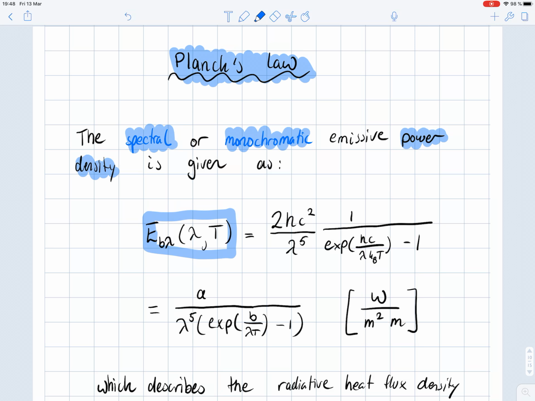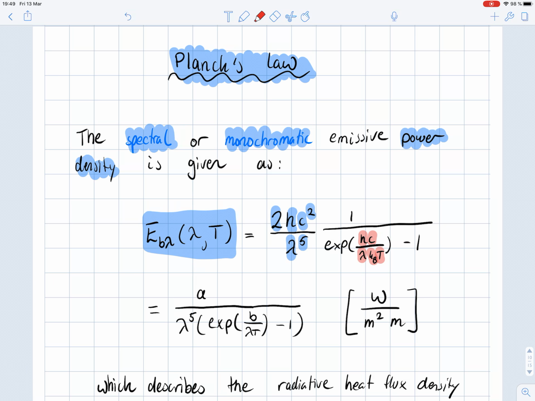This thing here, which is the spectral energy density, is equal to 2 times Planck's constant times the speed of light squared, divided by the wavelength to the power 5, times 1 divided by this exponential function minus 1. The exponential function takes a few parameters, some of which we know already. It's Planck's constant, speed of light, wavelength, Boltzmann's constant, and finally temperature in Kelvin.